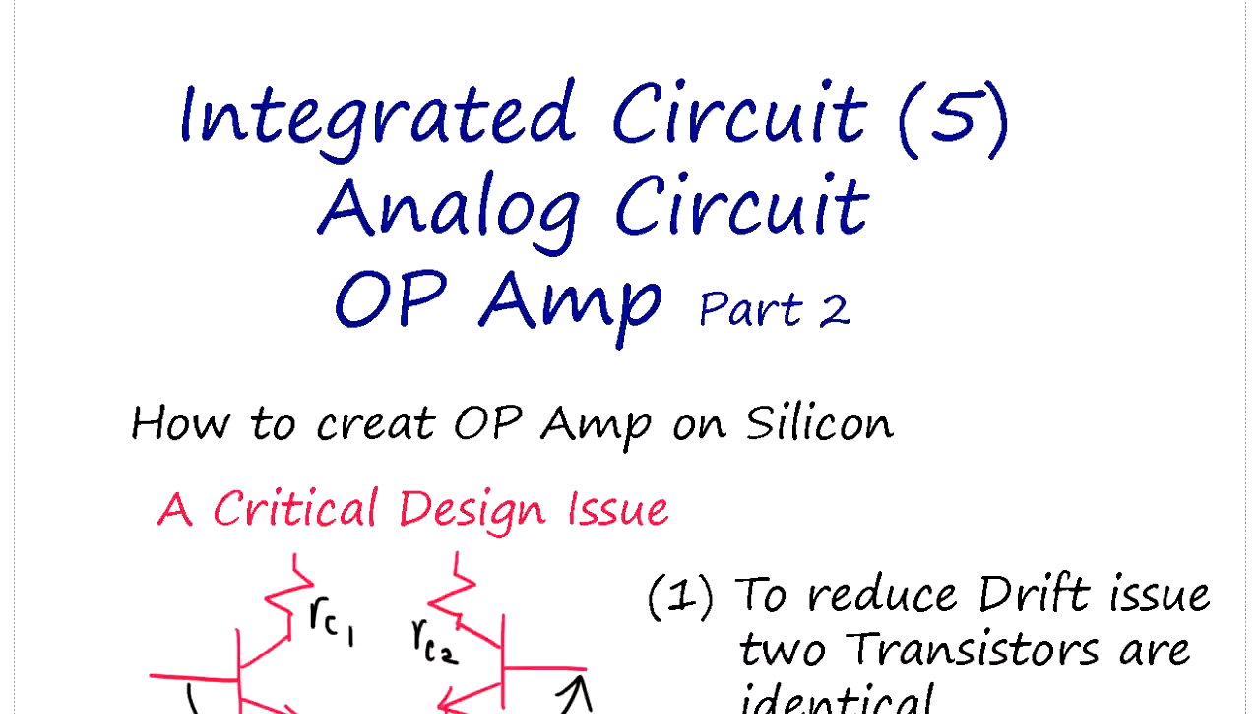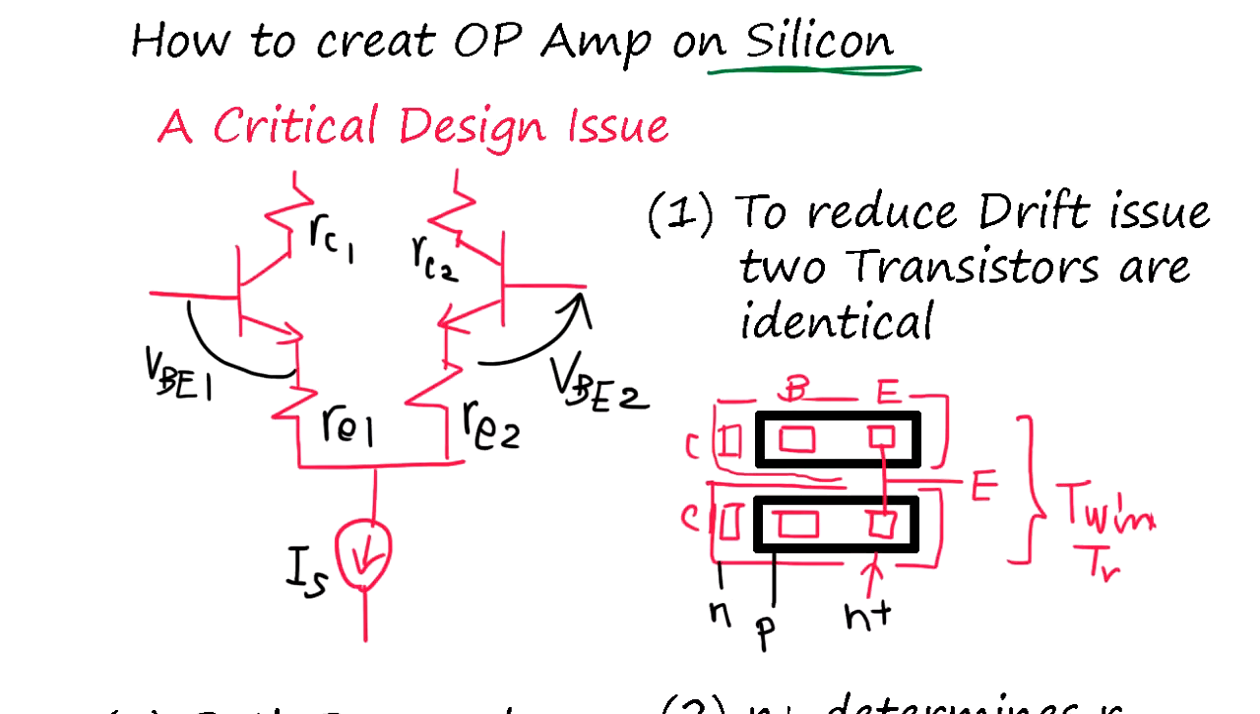Integrated Circuit 5, Analog Circuit, Op-Amp, Part 2. Now, we talk about some consideration for making an Op-Amp on a silicon chip. We are not making an Op-Amp using a discrete component. The critical design issue is this emitter resistance and collector resistor. The VBE1 and VBE2 characteristic has to be identical to eliminate the drift issue.